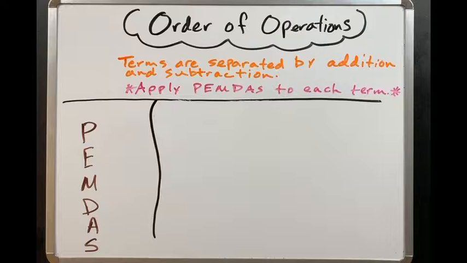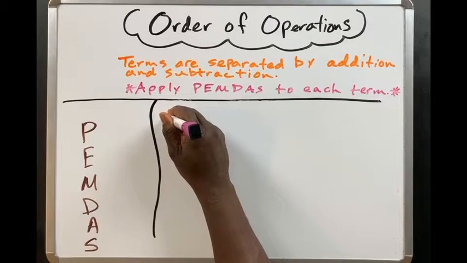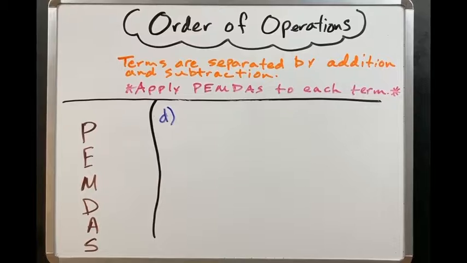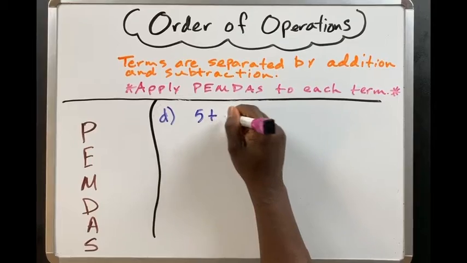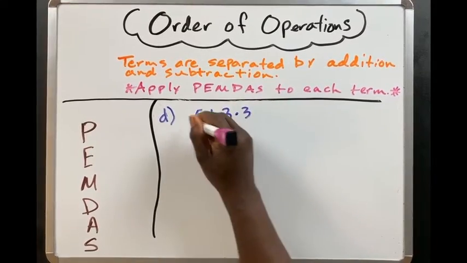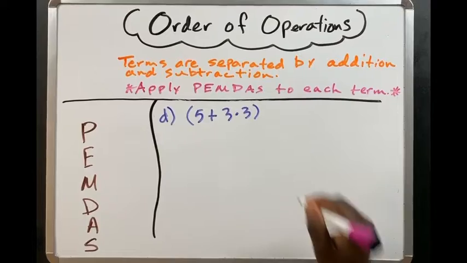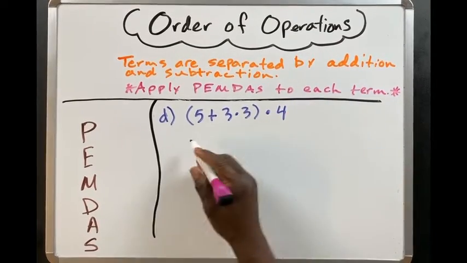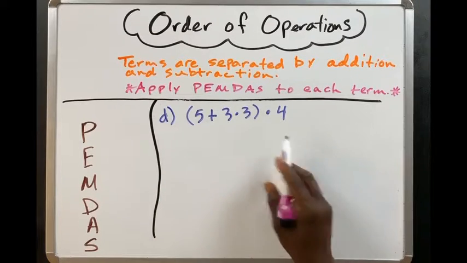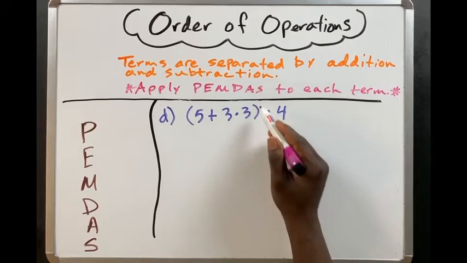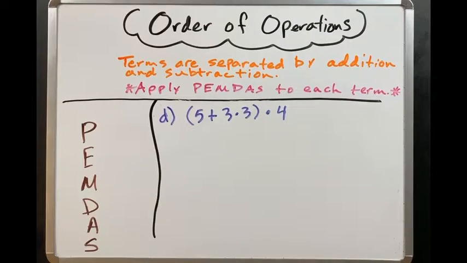So let's see here. All right, this is problem D. We have 5 plus 3 times 3, and that's in parentheses, times 4. And the way you read it, you say the quantity of 5 plus 3 times 3, times 4, because this expression is actually a unit or a quantity. It has a value in that parentheses.